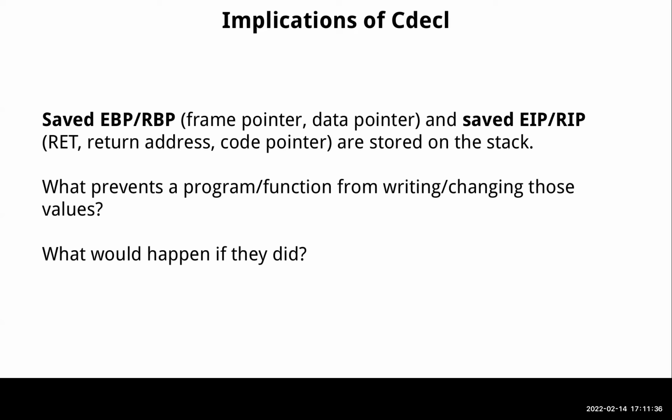Besides that, we also save the previous function's frame pointer onto the stack. In the assembly code, we save the EBP or RBP. That one does not directly point to any code. It points to some other function's frame. So that is a data pointer.